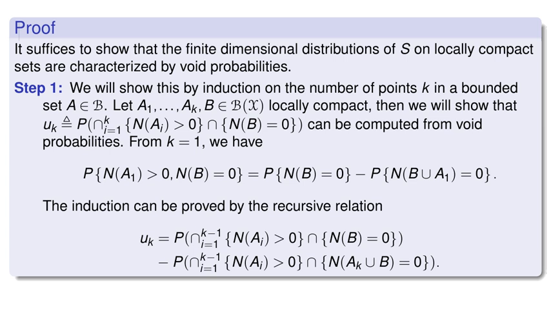The induction can then be proved using the recursive relation U_K equals the probability of the intersection from i equals 1 to k minus 1 of N(A_i) greater than 0 intersected with N(B) equals 0, minus the probability of the intersection from i equals 1 to k minus 1 of N(A_i) greater than 0 intersected with N(A_K ∪ B) equals 0.